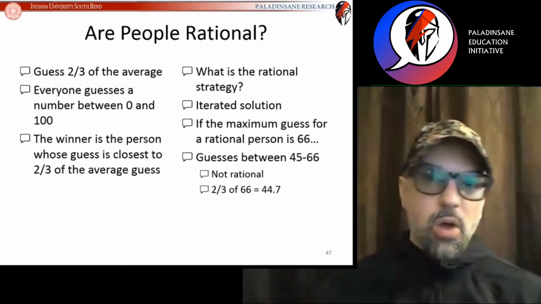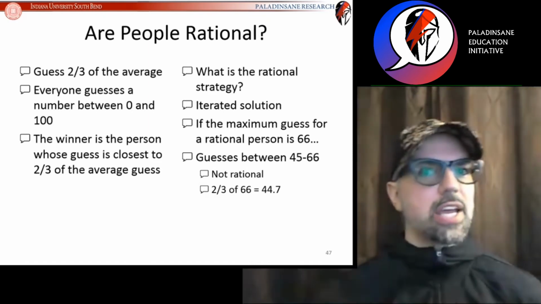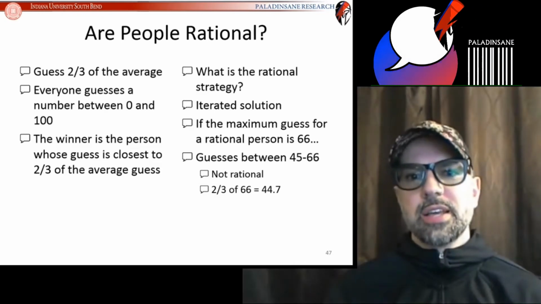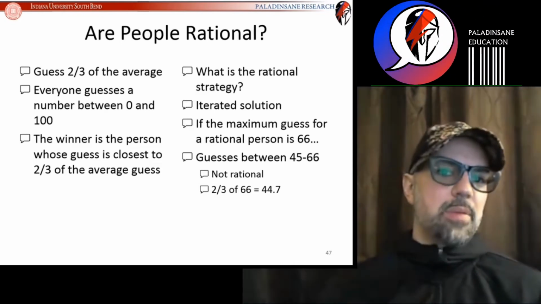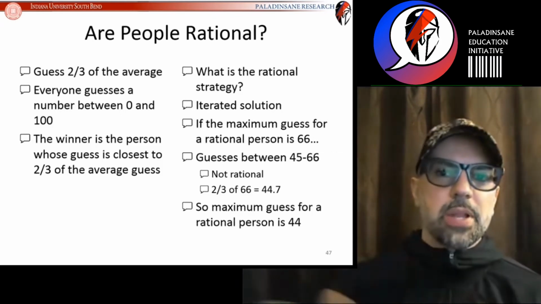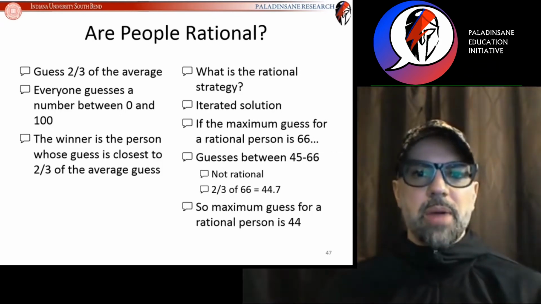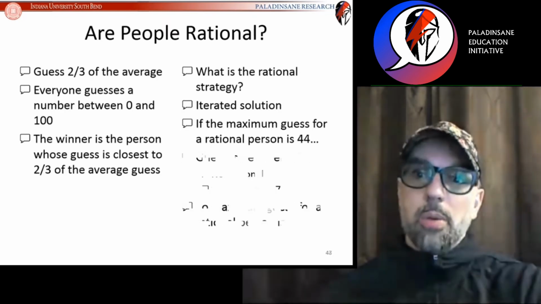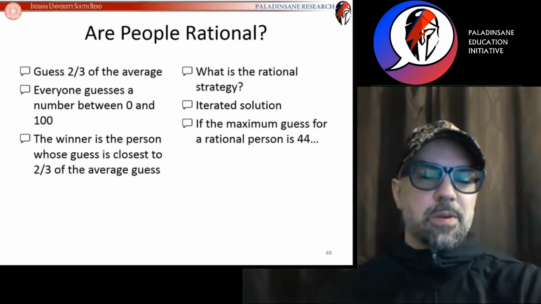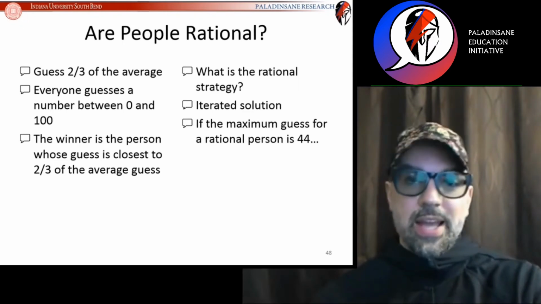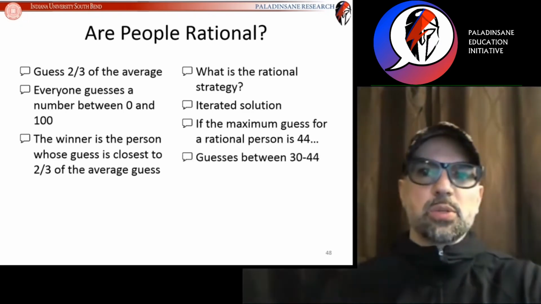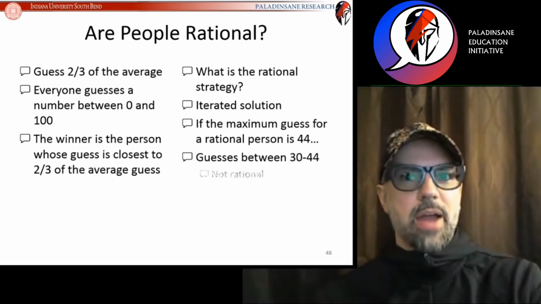So that disqualifies anybody playing against other rational individuals that guesses between 44 and 66. So what does that mean? Well, that means that if you're rational and you're playing against other rational people, the maximum guess for a rational person is 44. We go one more step. If the maximum guess for a rational person is 44, and that's how high anybody who's rational would go, well, then guesses between 30 to 44 are also not rational.